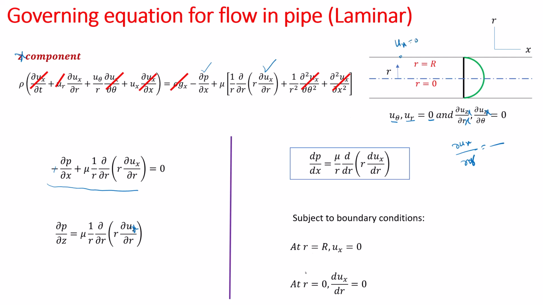And at r equal to 0, the gradient of the velocity is equal to 0. This is the point where shear is also equal to 0, but velocity will be maximum here.